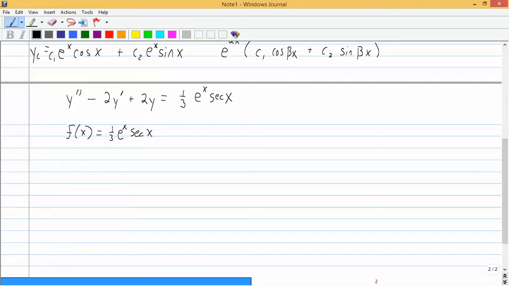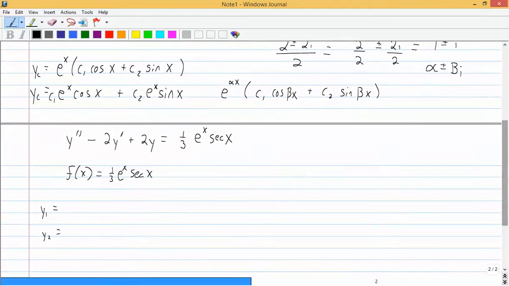So this is what we are going to use to help us figure out our Wronskian sub 1 and Wronskian sub 2. Before we do that though, we need to identify our y sub 1 and our y sub 2. Y sub 1 is going to come from whatever is with your c sub 1. So our y sub 1 is e to the x cosine x. And our y sub 2 is going to come from what's after our c sub 2. That's e to the x sine x.